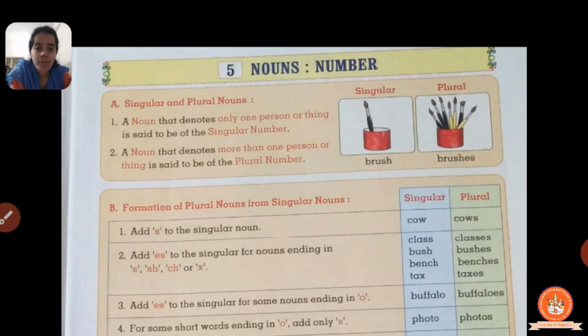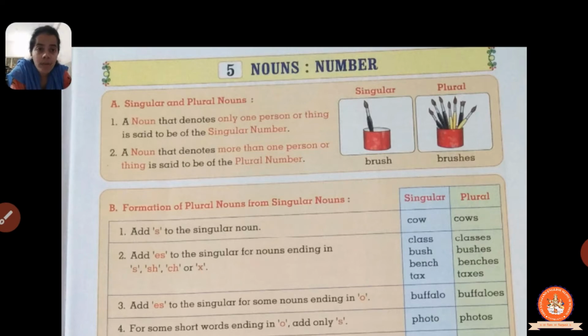What is given in this chapter? It's very simple. First we'll read the first point about singular and plural nouns. The first point says: a noun that denotes only one person or thing is said to be the singular number. And the second point: a noun that denotes more than one person or thing is said to be of the plural number. So it's very simple and understandable. The definition is given in a very simple manner, so you know what a singular noun is, or you can say what a singular number is.